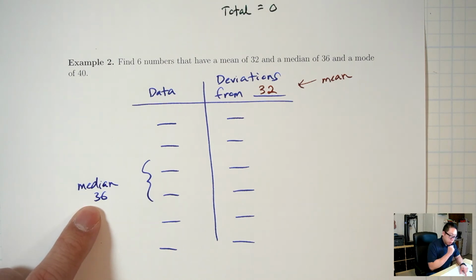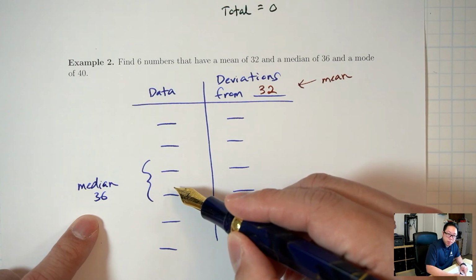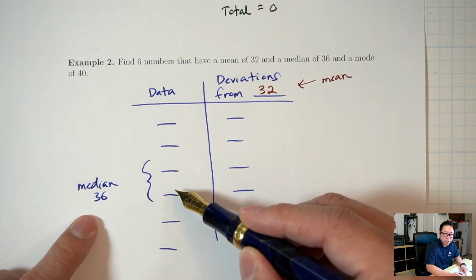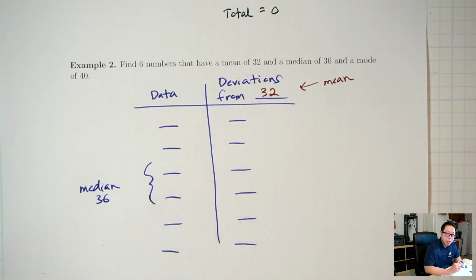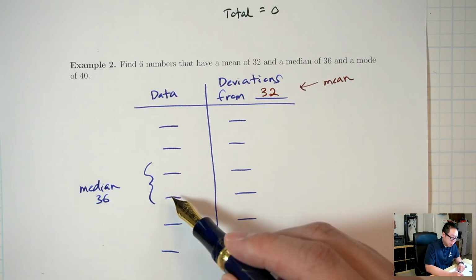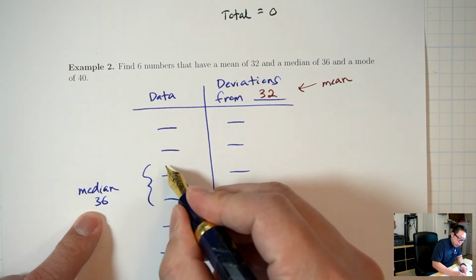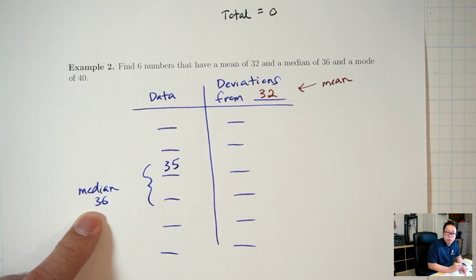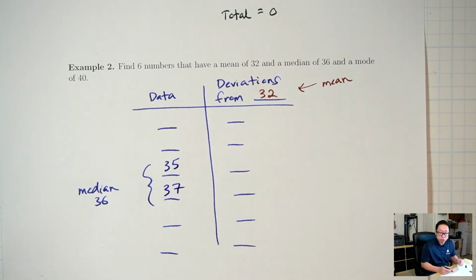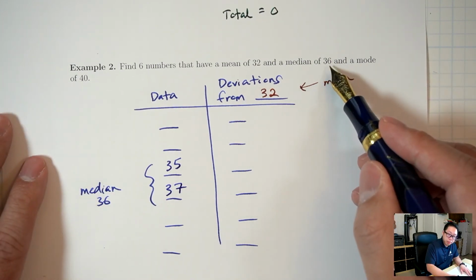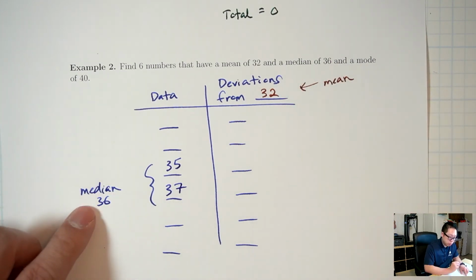Okay, so I don't want to pick 36 and 36, because I want the mode to be 40. If I go 36, 36, then I'm going to have two modes, it's going to tie with the 40. So I want to pick two different numbers that have an average of 36. I think the easiest way is to go one below and one above. So one below would be 35, one above 37. Okay, you can check, add those up, divide by 2, and you'll get 36. So 36 is good. We got the median of 36, so we're good.